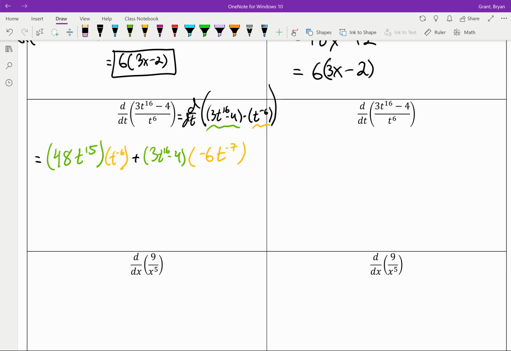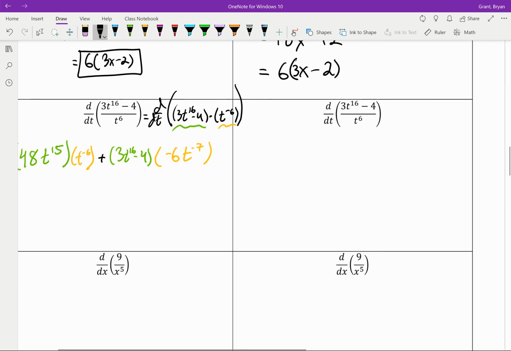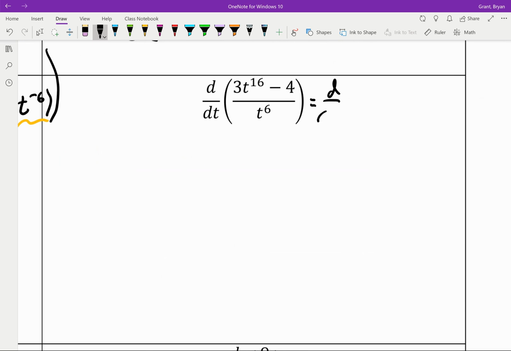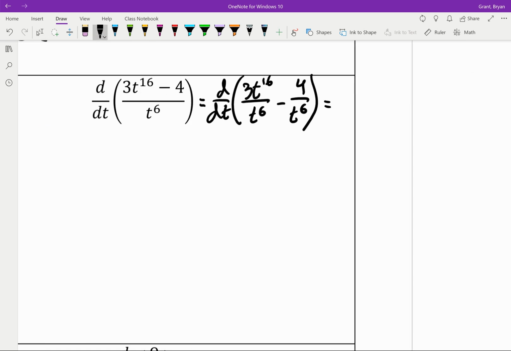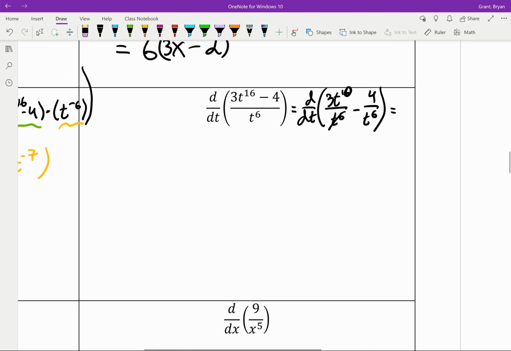We have a couple different ways to do it, and I'll try to remind you. When we work over here, one option is that you could distribute this t to the negative 6th inside and reduce the powers. But the other option that I see people forget, which is why I wanted to bring it to your attention, is we can rewrite this, d/dt, as two separate fractions, right? 3t to the 16th divided by t to the 6th minus 4 divided by t to the 6th. And then we can reduce from here, where 6 and 16 is going to give us 10. And this one, we can't reduce too much, but we could bring it up. So we could treat this as d/dt of 3t to the 10th minus 4t to the negative 6. We have to bring this up, right? And we're here.